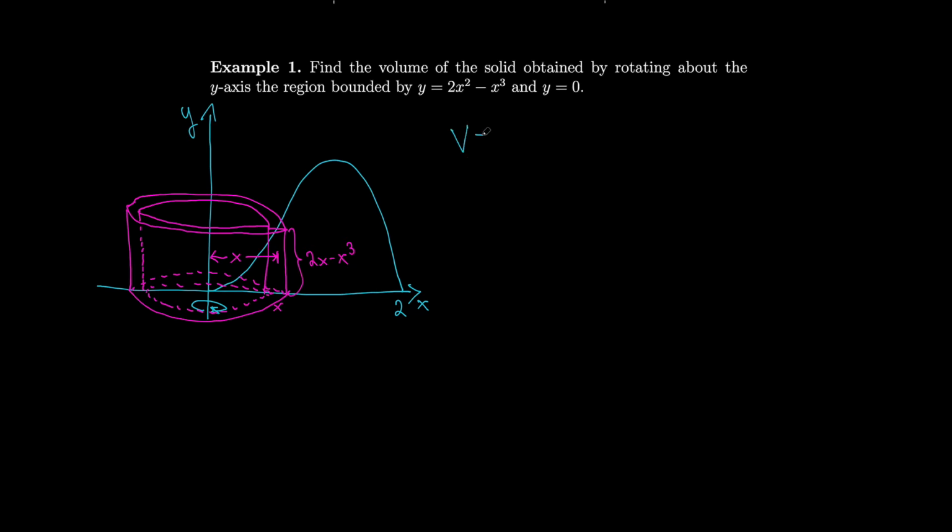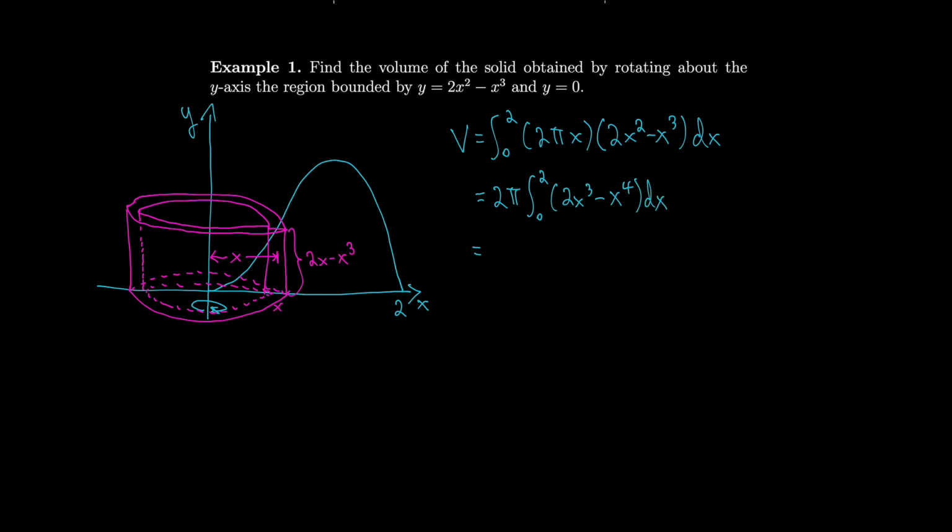The volume is therefore the integral from 0 to 2 of 2 pi times the radius, which is x. So that's the circumference of the shell. Then we have to multiply by the height of the shell, which is 2x squared minus x cubed. And then the thickness of the shell, our tiny little thickness dx. So 2 pi is a constant. We pull it out, and we distribute our x, so we get 2x cubed minus x to the 4th dx.